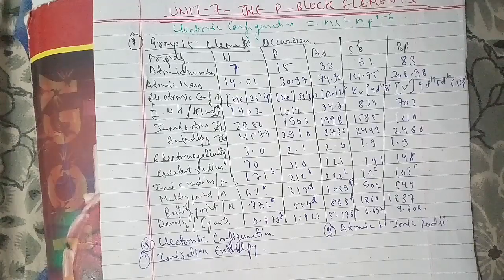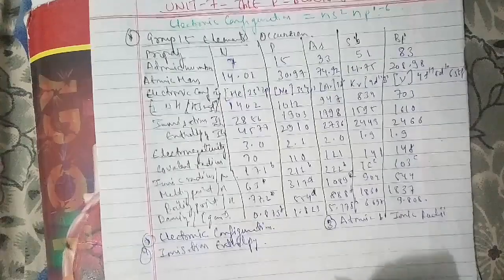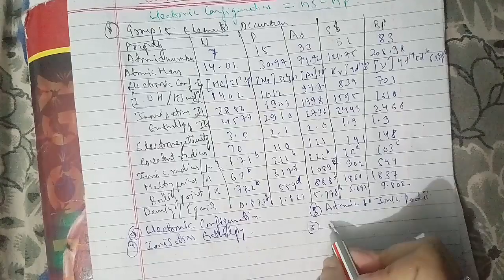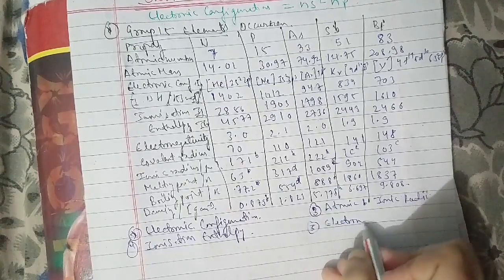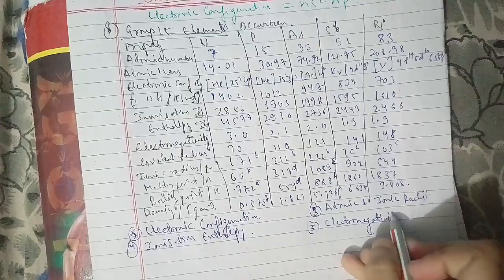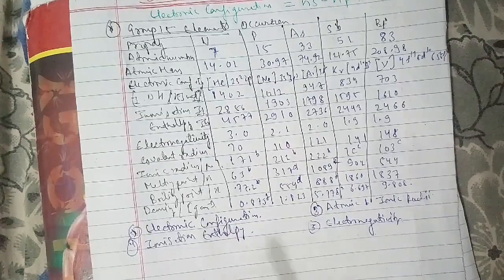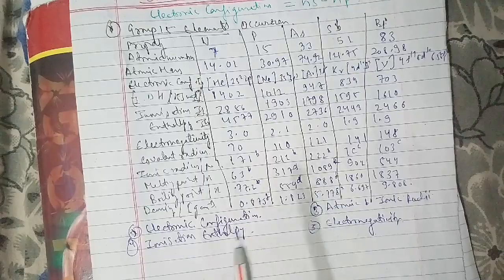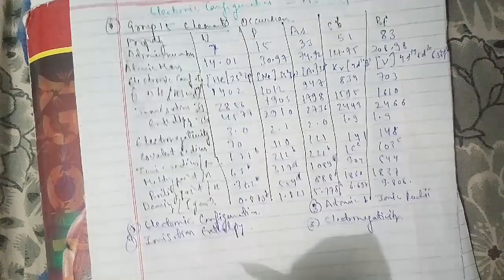This is the fifth one we'll talk about, after the ionization enthalpy, and that is electronegativity. In terms of electronegativity, the electronegativity value in general decreases down the group with the increasing atomic size. However, amongst the heavier elements the difference is not that much pronounced. We'll talk about another one, which is physical properties.